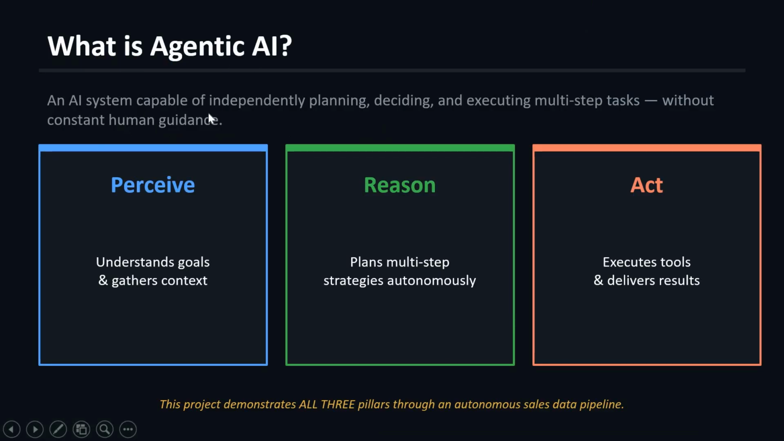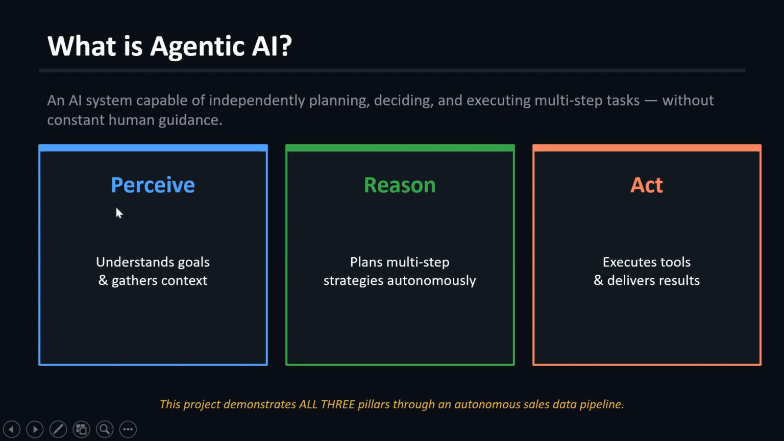Agentic AI is something capable of independently planning, deciding, and executing multi-step tasks without constant human guidance, right? Not constant human guidance. That is the meaning of automation. Automation is something happening automatically. I make a proper pipeline, a proper flow of it, right?